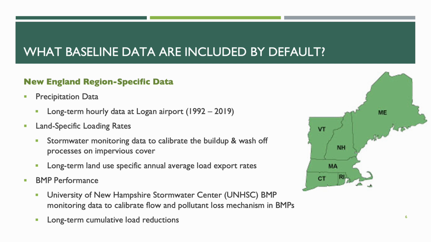Logan Airport weather station was used for continuous historical rainfall data from 1992 to 2019. The EPA SWMM model for buildup and washout processes was calibrated to the regional observed stormwater data to generate long-term annual average pollutant export rates. An EPA SUSTAIN model for BMP simulation was calibrated to regional observed BMP performance data collected by University of New Hampshire to generate long-term cumulative load reduction performance curves.